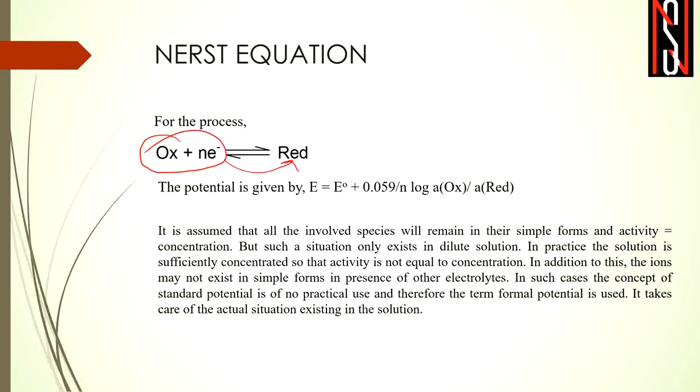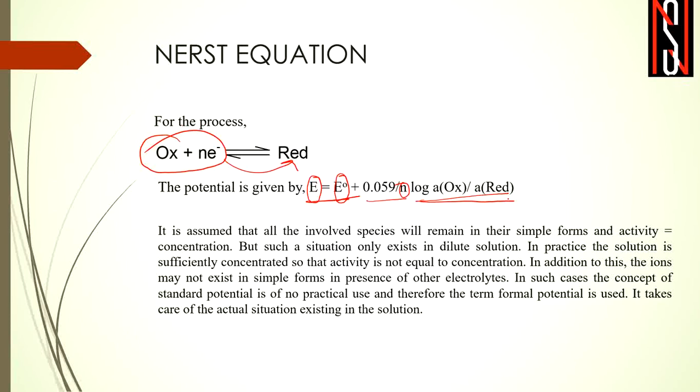Then the potential will be given as E equals E0, where E is the cell potential and E0 is the standard potential, that is the standard reduction potential, not the oxidation potential. It is in terms of reduction potential, plus 0.059 by n, where n is the number of electrons transferred, into log of A of OX by A of RED, meaning the activity of the oxidized form by the activity of the reduced form.